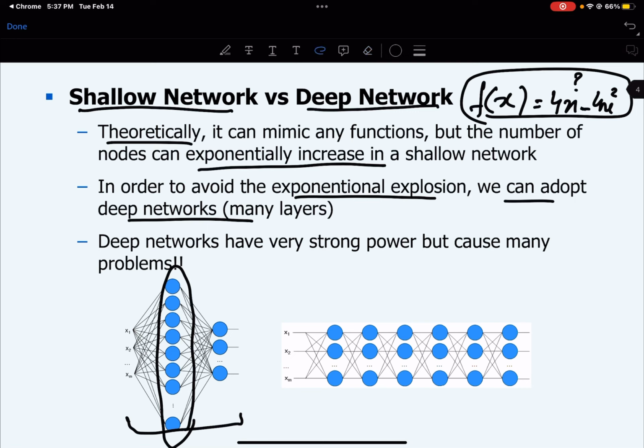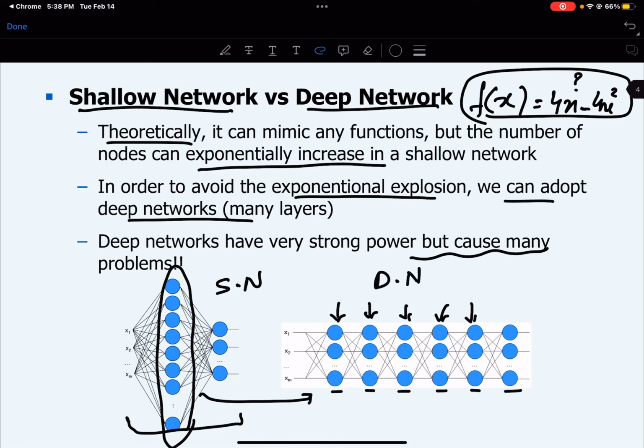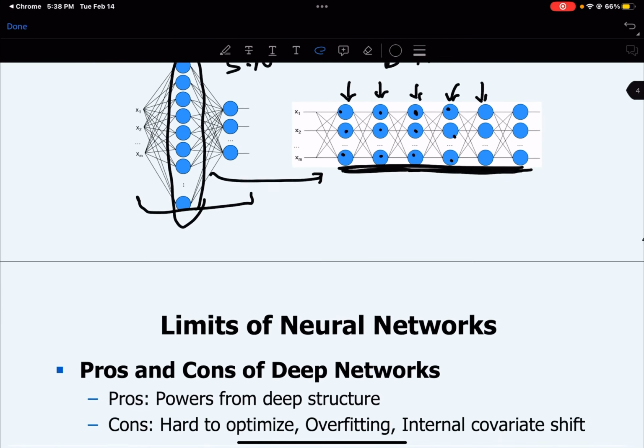What you can do is we can have many layers. Each layer will perform one function, right? So deep networks have a very strong power, but there are some problems. So we can restructure our problem or network model in this format from the shallow network to our deep network. So we increase the number of hidden layers, but we keep the number of neurons smaller in each layer. That is the target.